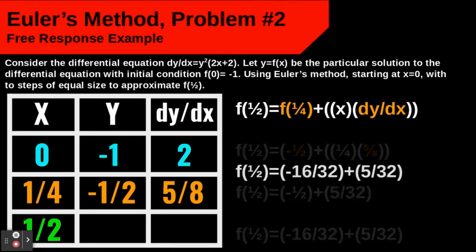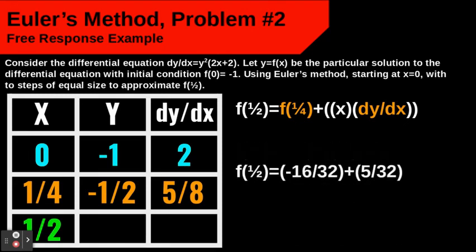It is worked out to be -16/32 plus 5/32, which gets a final result of -11/32.